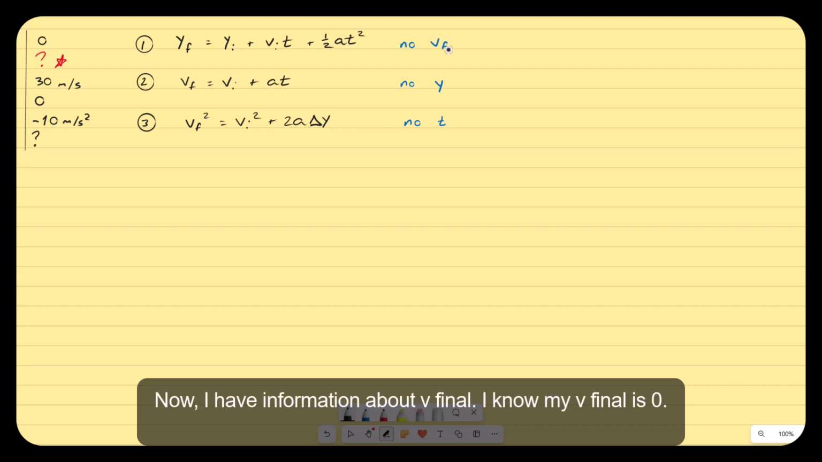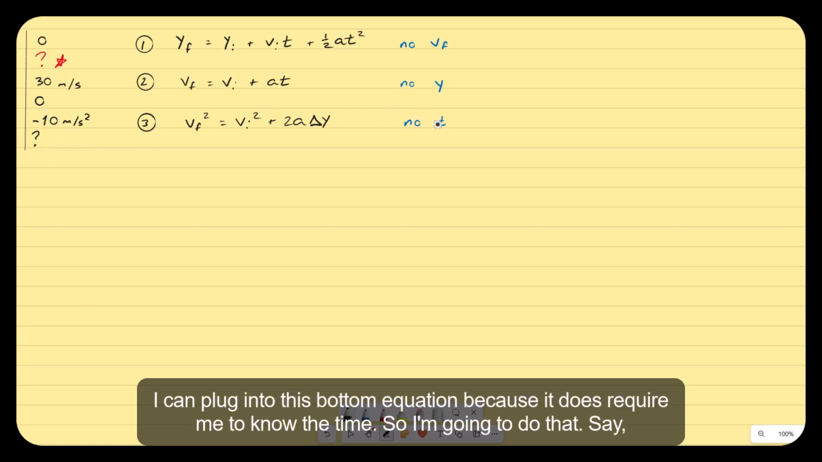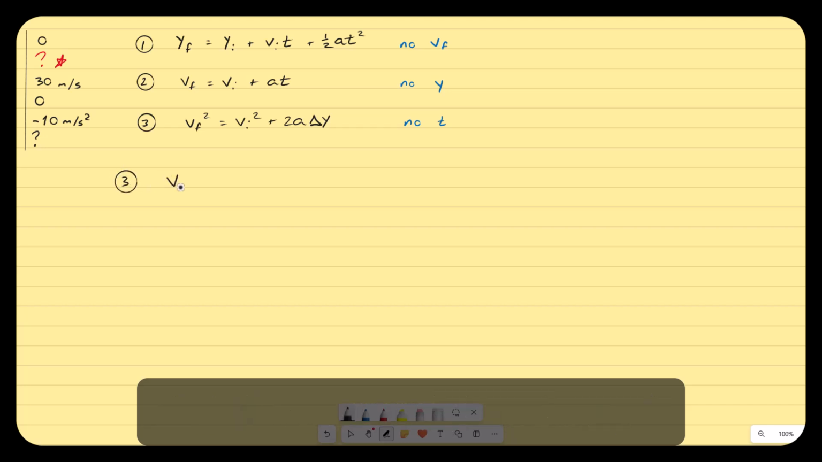Now I have information about v final. I know my v final is 0. What I don't know is the time. I can plug into this bottom equation because it doesn't require me to know the time. So I'm going to do that. I'm going to say 3. V final squared is V initial squared plus 2a delta y. My V final is going to be 0. I'm looking for delta y.